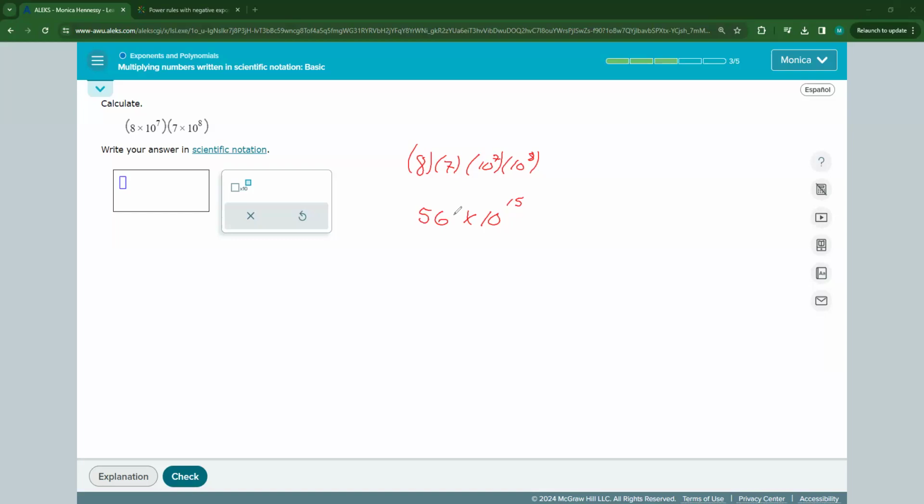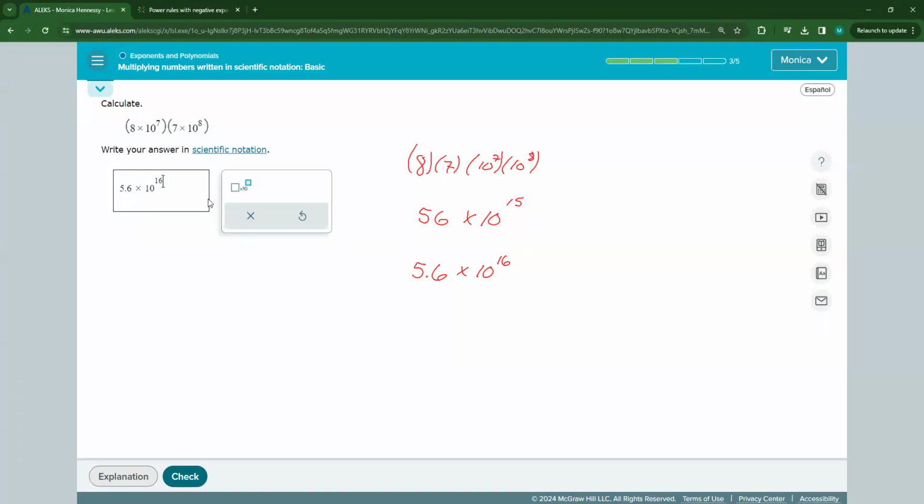This is too big to be in scientific notation, so I have to think to myself, if I want it in scientific notation, is my number getting bigger or smaller? And I need it to be 5.6. The number got smaller, so the exponent has to get bigger. So our real number is going to be bigger, meaning our exponent is going to get bigger, and it's going to become 10 to the 16th because I just added that one decimal point to make sure that I stay in scientific notation. All right, so 5.6 times 10 to the 16th.